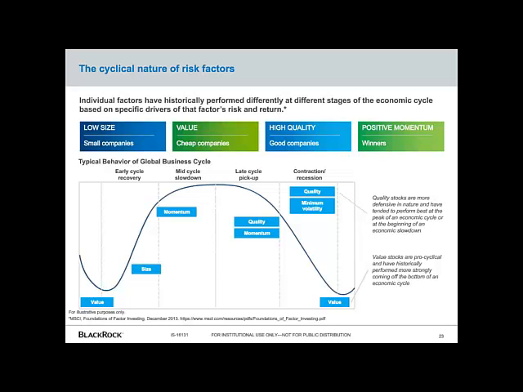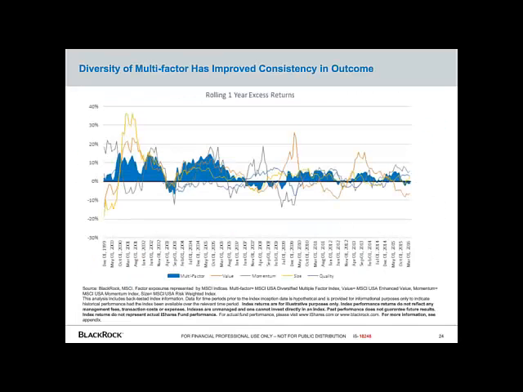Now, across a full cycle, all four factors have historically added value. But if you're invested in a single factor, like value on its own, for example, you'll tend to see a lot of cyclicality and volatility in that performance. This next graphic illustrates the volatility of individual factors by showing the rolling one-year excess returns. Now, there's a lot of information on this slide, so I'm going to focus your attention on just a couple of the colors to illustrate the point.